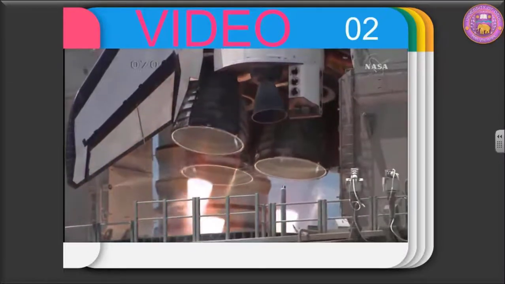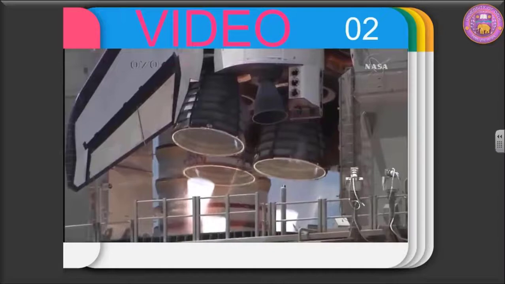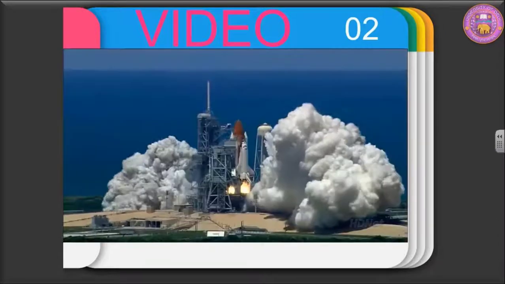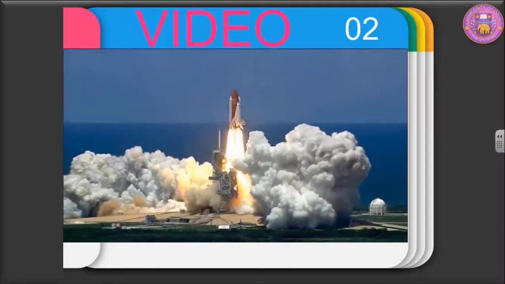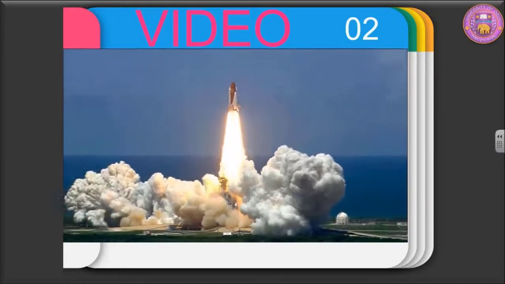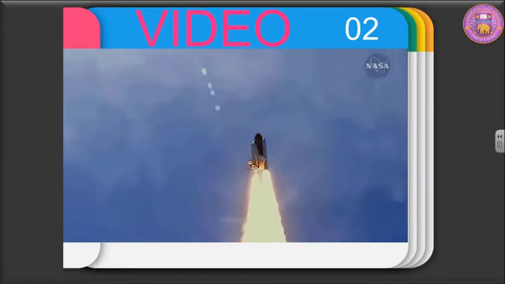Start, 2, 1, boost ignition, and liftoff of the Space Shuttle Discovery, returning to the space station, paving the way for future missions beyond.